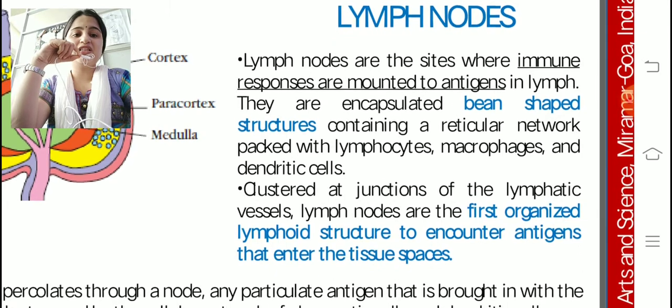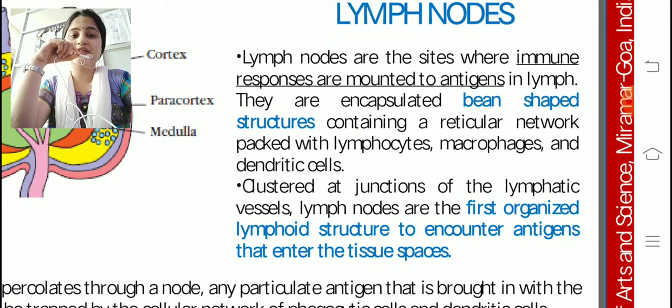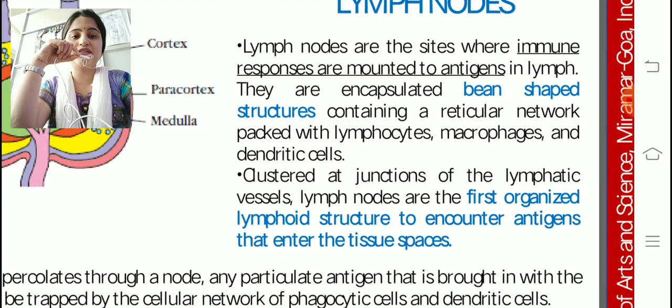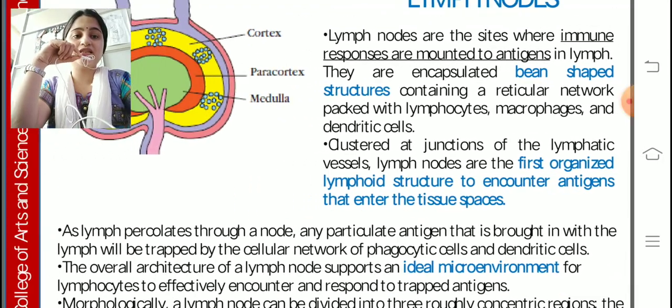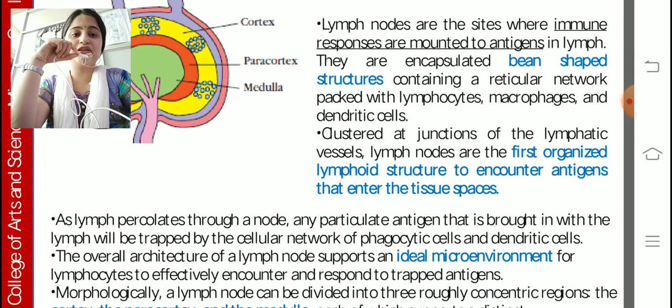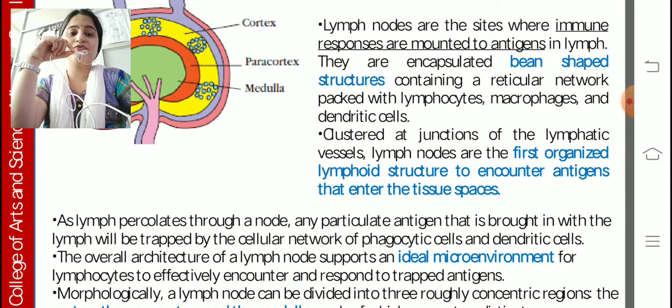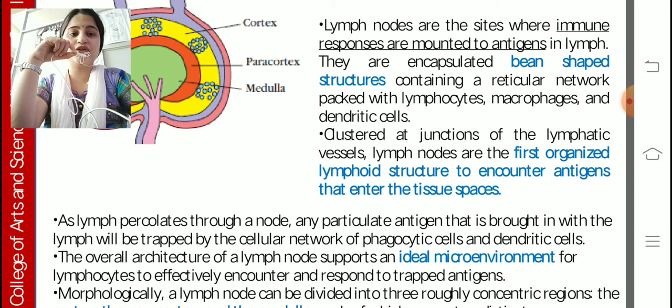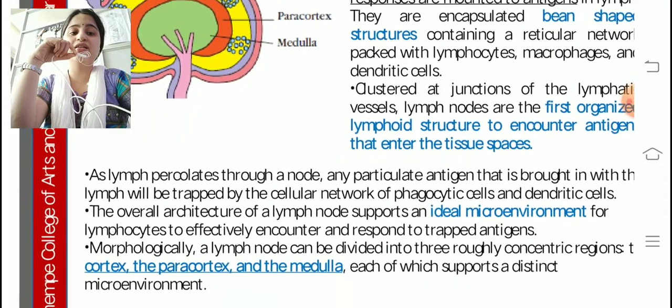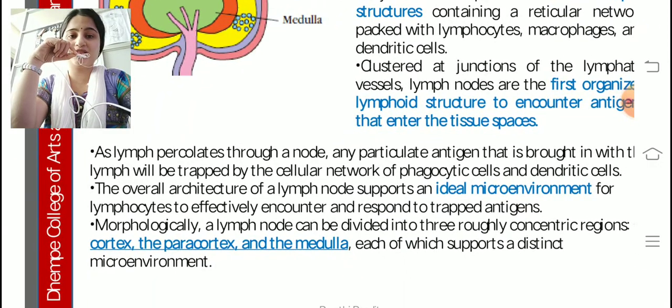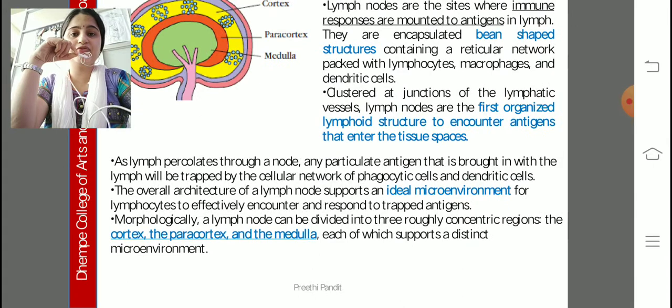Okay, they are bean-shaped structures consisting of a reticular network packed with lymphocytes, macrophages, and dendritic cells. They are clustered at junctions of the lymphatic vessels, and they are the first organized lymphoid structure to encounter and trap the antigen from the tissue spaces. As the lymph, the fluid, percolates through the node, any antigen that is brought with it will be trapped over here, and there's a network of phagocytes and dendritic cells.